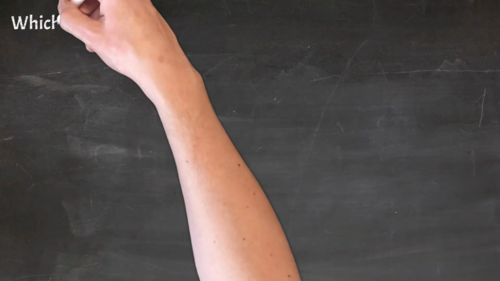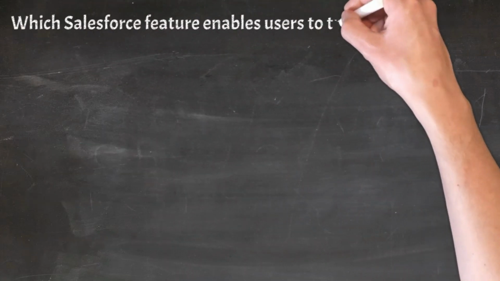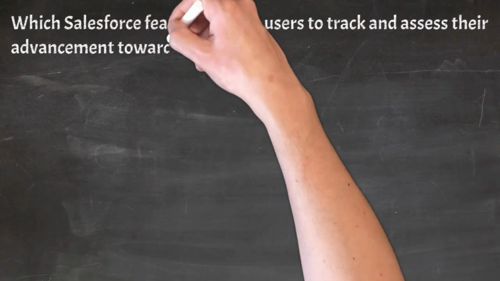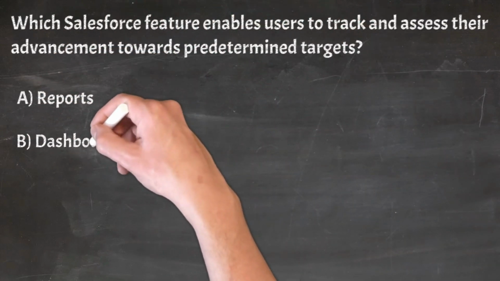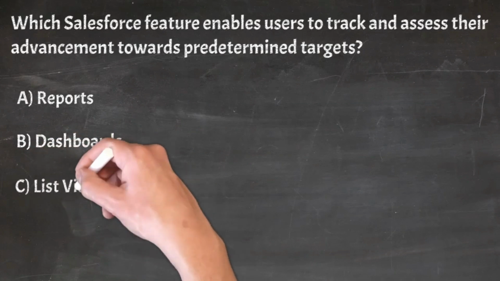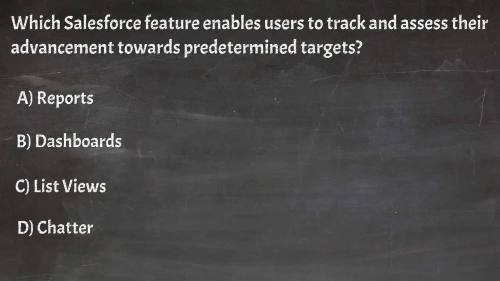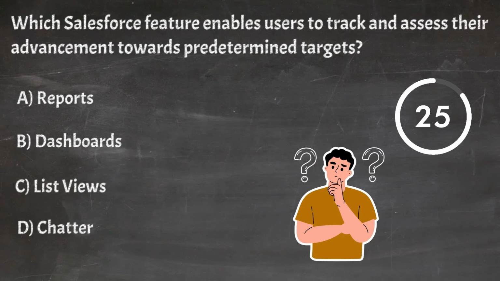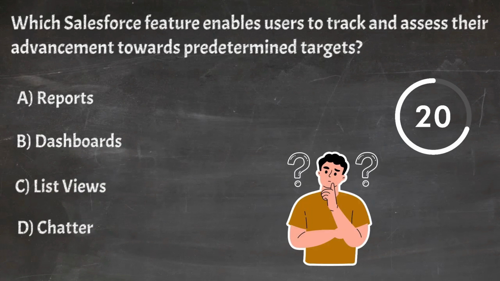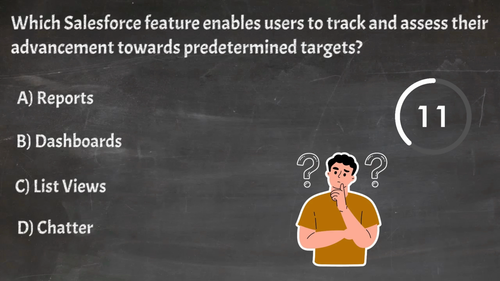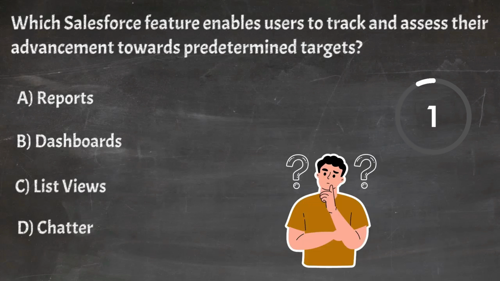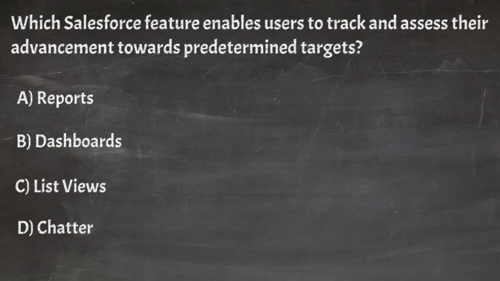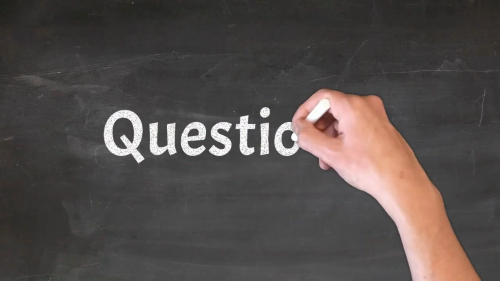Question 4. Which Salesforce feature enables users to track and assess their advancement towards predetermined targets? A. Reports. B. Dashboards. C. List views. D. Chatter. Correct answer B. Dashboards.